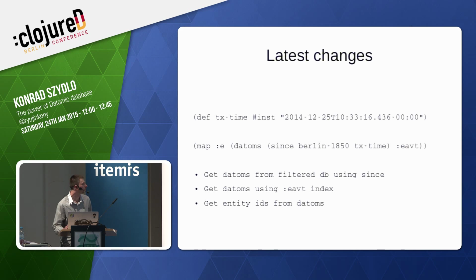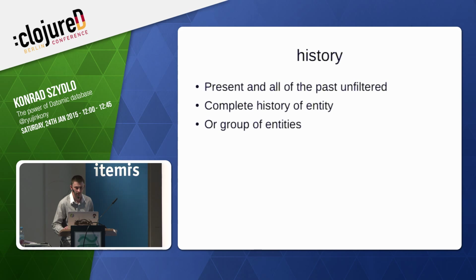And in this example, we can get the latest changes. So again, we use the since filter. We are using the datums method that accepts a keyword, and we pass an index, so we can get a really fast lookup, because we are interested in entities that were added since the 25th of December.